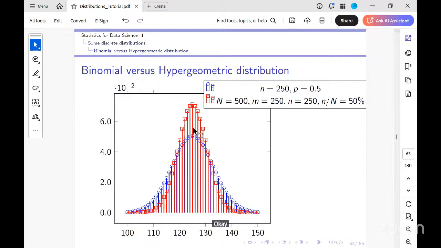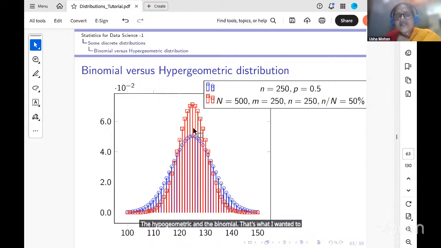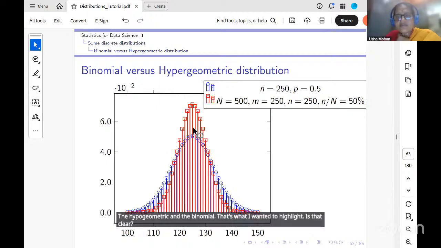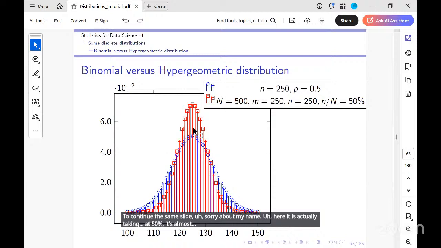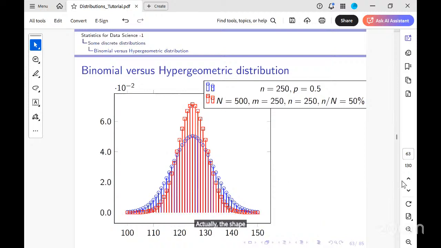Okay, that's what I wanted to highlight. Is it clear? Yes, ma'am. Thank you. To continue on the same slide, here it is actually taking, at 50, almost a bell-shaped curve. Why in the previous cases was this not the shape? I'm missing that part.